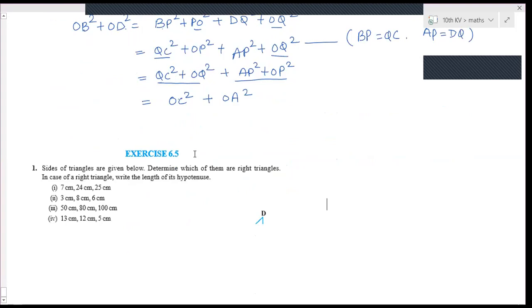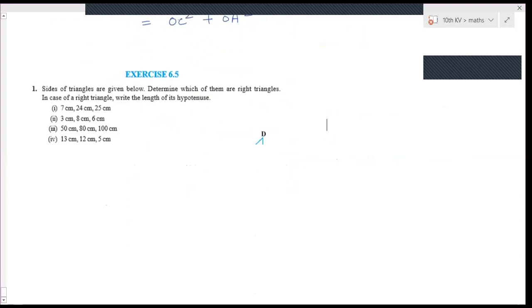First, these are the exercise questions. Exercise point 1: you have to determine whether these are the sides of a right triangle or not. So what do you have to do? Ma'am, we have to apply Pythagoras: the hypotenuse square is equal to the sum of the squares of the other two sides. Yes. Remember, the hypotenuse is always the longer side. So whichever is the longest side, you have to show that its square is equal to the sum of the squares of the other two. Okay, try all 4 questions and solve them.